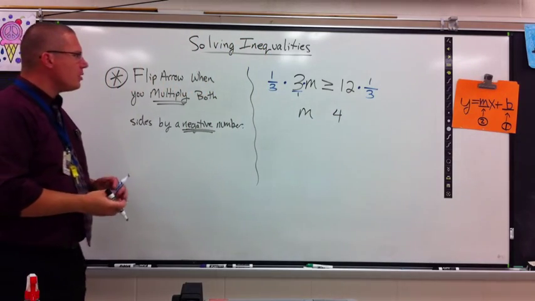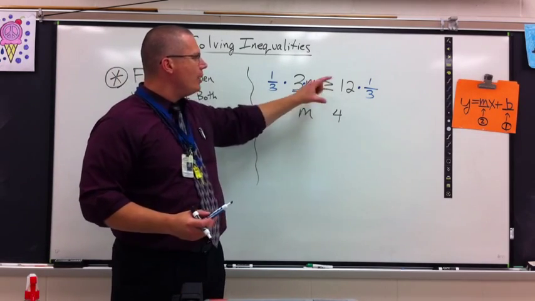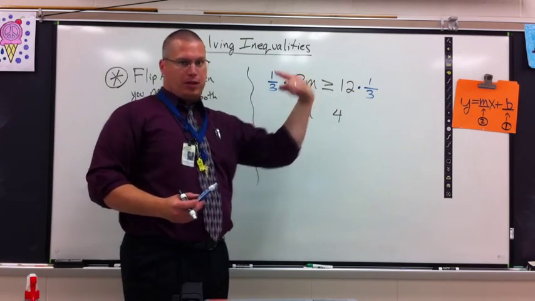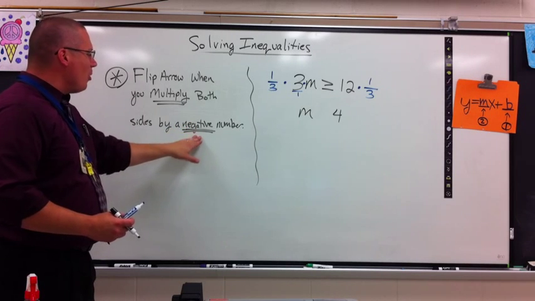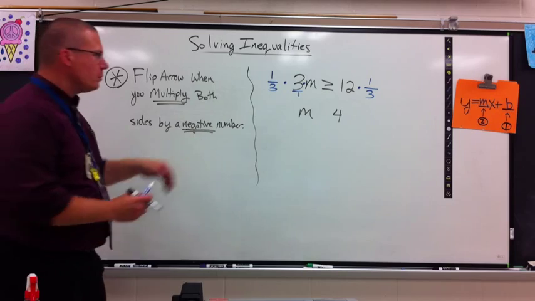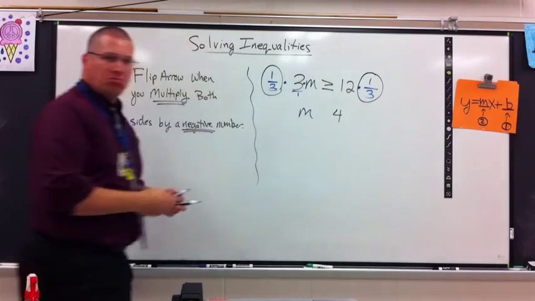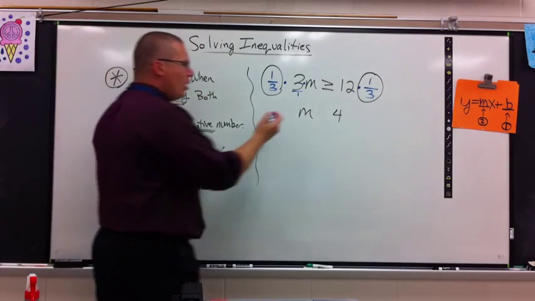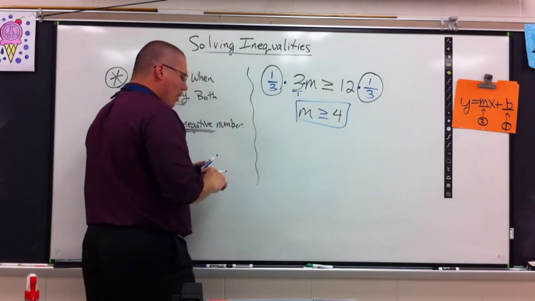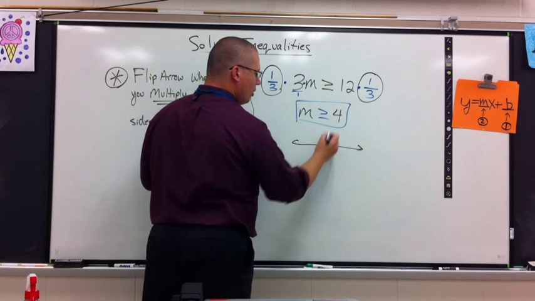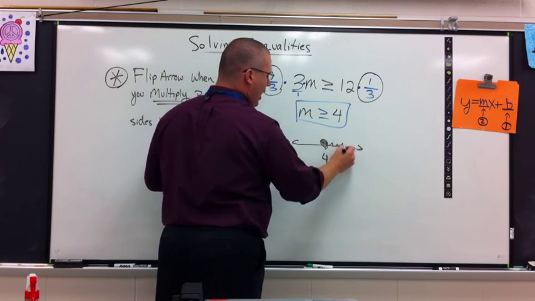Here's the question you have to ask. It is multiplied. So, do I flip the direction of my arrow? Instead of pointing that way, do I flip it so it points this way? Well, did I multiply by a negative number? Look, is this negative? It's not, so I don't flip it. Arrow points to the right, answer points to the right. Answer, m greater than or equal to positive 4. There's 4, closed circle, shade to the right.